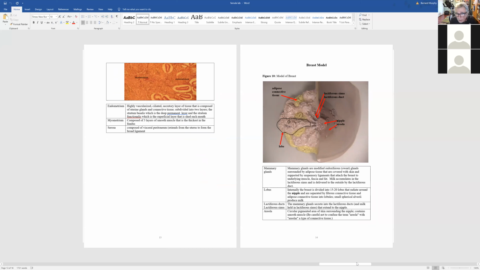There's the breast model. We got a couple things. You got the nipple, the areola, there's lobes, and there's little lactiferous ducts here. Lactiferous ducts, lactiferous sinuses, and some adipose tissue. Only a couple things in the breast model. I'll probably just have like one question on the breast model.